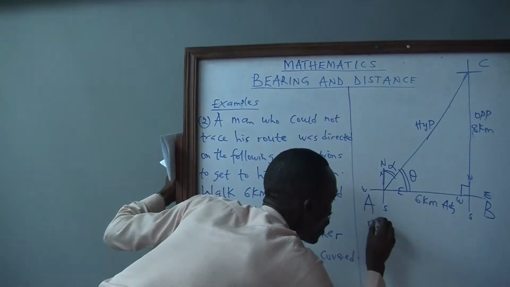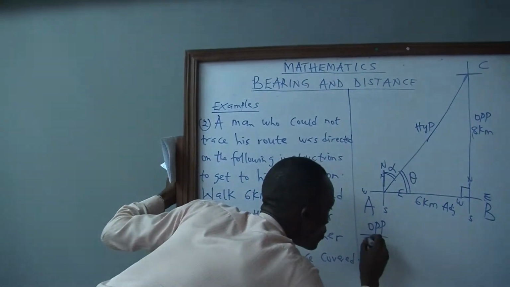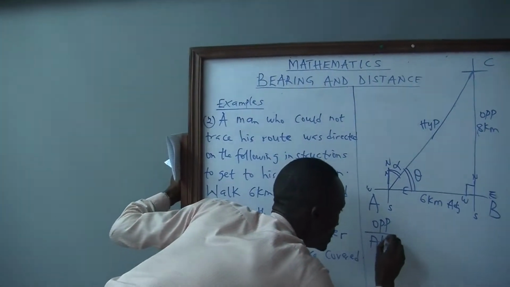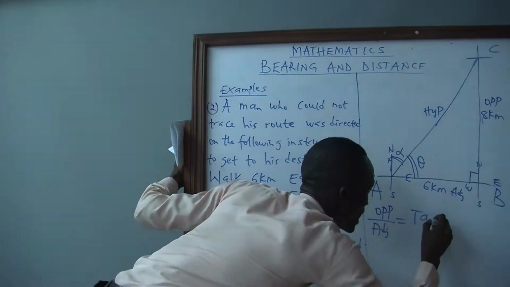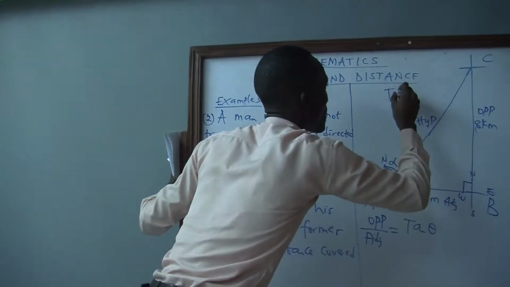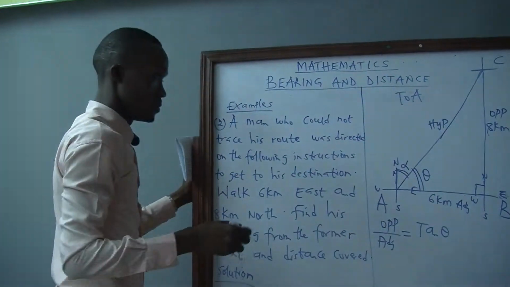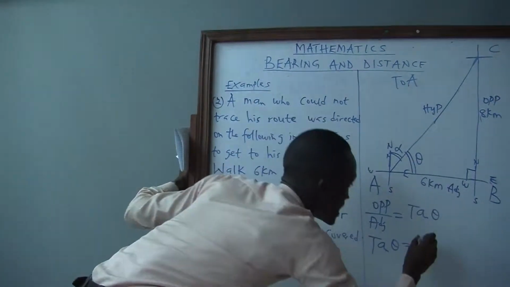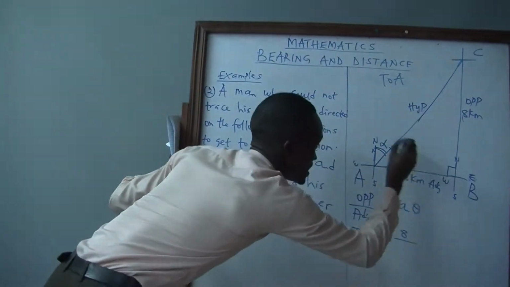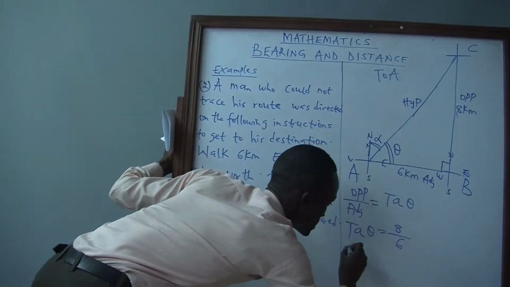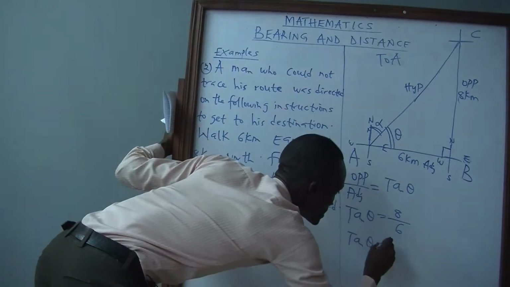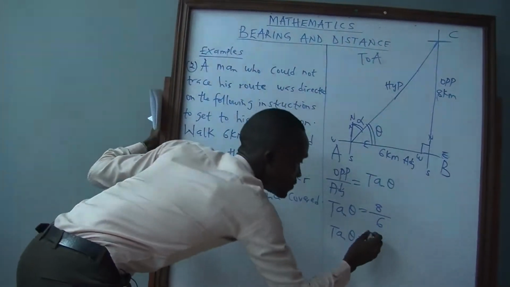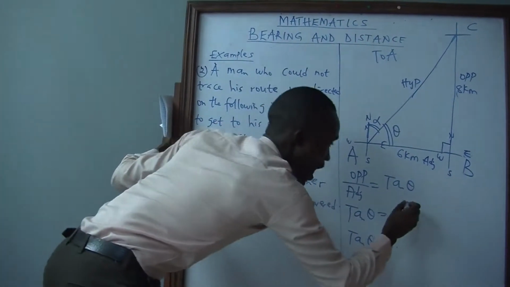So from there, I will combine opposite and adjacent. So I have opposite over adjacent to be tan theta. That is from TOA. So tan theta, from there, the opposite side is 8 and the adjacent side is 6. Then we have tan theta, 8 over 6, dividing by 2 will give us 4 over 3.